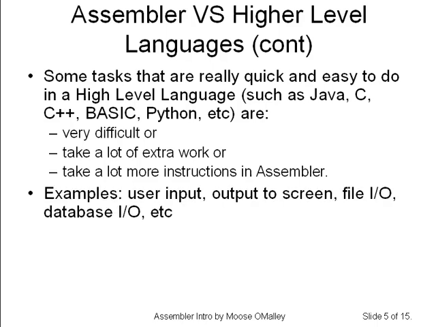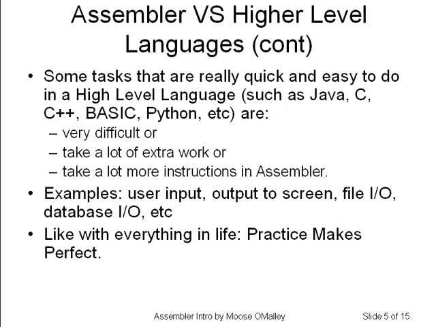Some examples of things that are really difficult to do in assembler: user input even is quite difficult, output to the screen, file I/O, database I/O, networking, game controllers, graphics, animation, all that sort of stuff is more difficult in assembler, at least until you get up to speed. By then you will have built up your own little libraries and routines which you can use, and then things become much quicker.